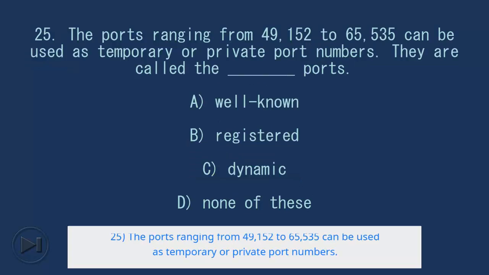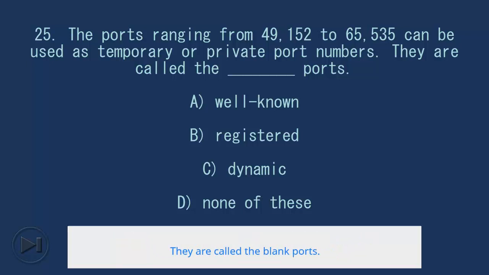25. The ports ranging from 49,152 to 65,535 can be used as temporary or private port numbers. They are called the blank ports. A. Well known. B. Registered. C. Dynamic. D. None of these. Answer, C. Dynamic.